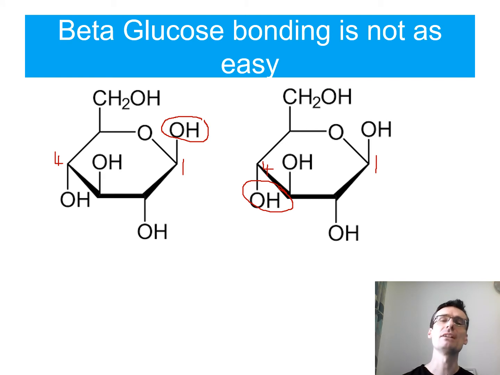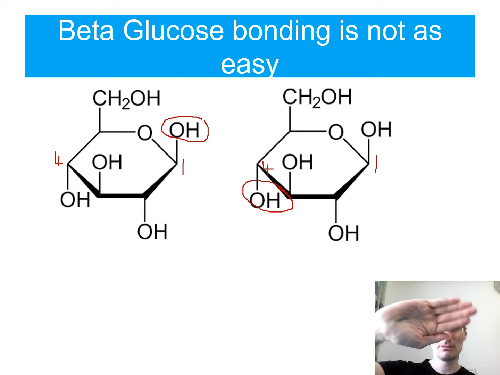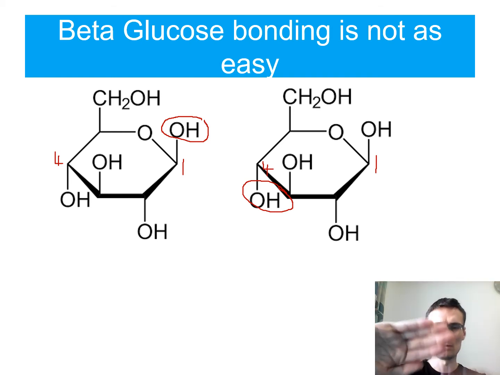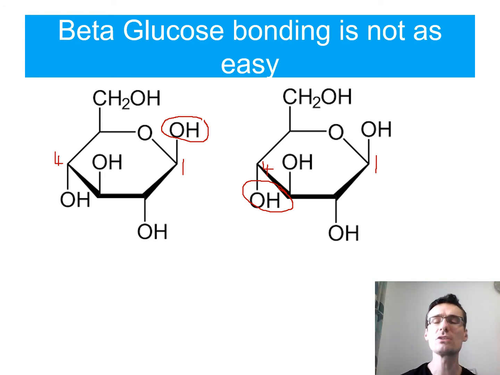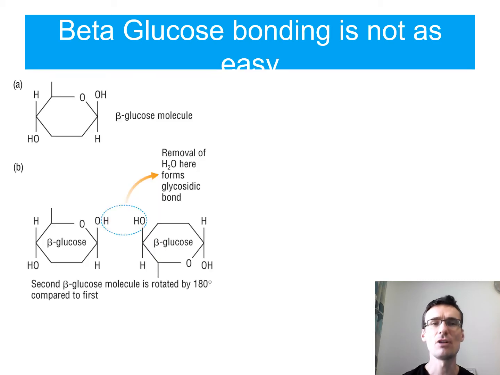Well, how we do this is actually relatively simple. Now you've got to remember these are 3D shapes. So when I'm saying twisting them, we're not necessarily twisting them like that, we're sort of twisting them like that. So what we need to do is take these molecules and rotate them.